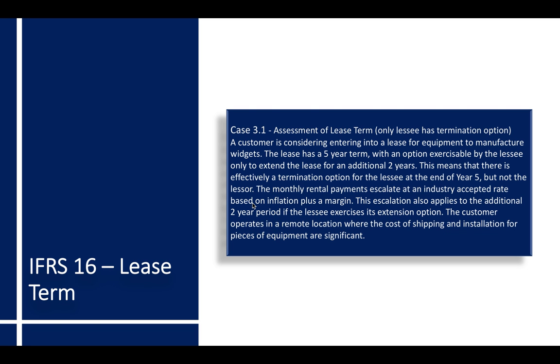The customer operates in a remote location where the cost of shipping and installation for the piece of equipment are significant. So the key points in this case are: number one, the lease is for 5 years and the lessee has an option to extend it for an additional 2 years. And the last point is the customer operates in a remote location.